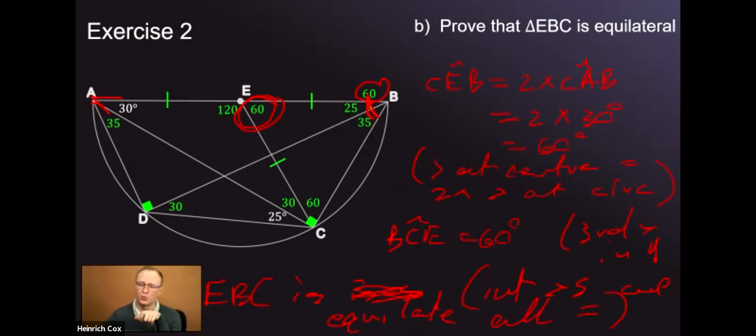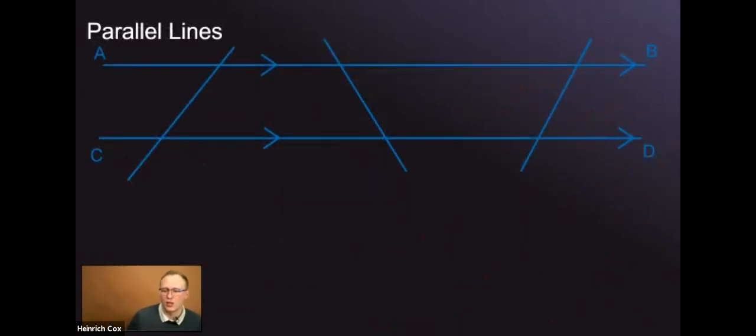Now we can look at the final 2 letters of Dr. Cape Town. We've got P for parallel lines and T for tangents. So let's see how that is going to be applied.